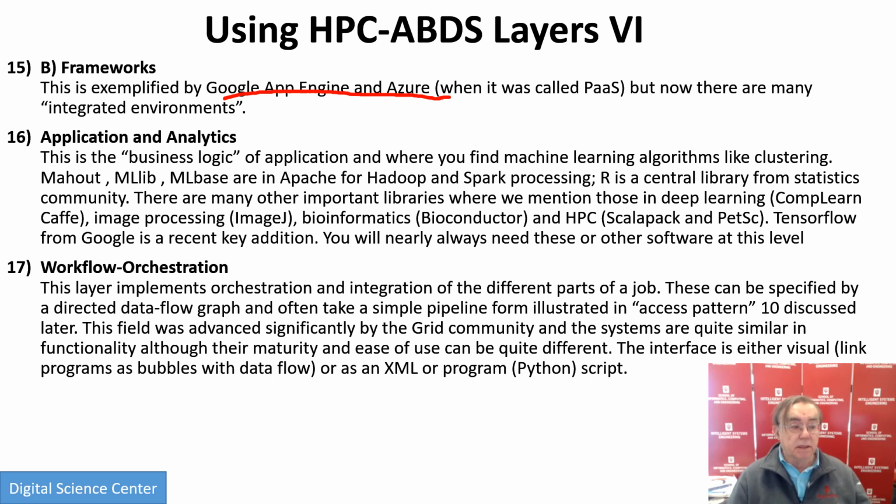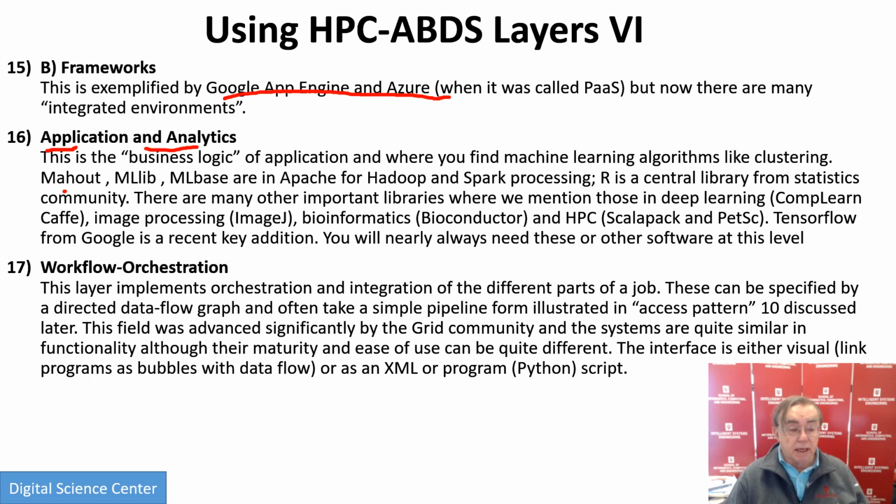16 is the user level applications and libraries, and you'll find lots of libraries: Mahout, MLlib, MLBase for Apache. R has a wonderful collection of libraries and statistics. Should have TensorFlow here, the new library from Google for deep learning and other machine learning. Caffe for deep learning, ImageJ for images, lots of bioinformatics libraries, and high-performance computing libraries such as ScaLAPACK and PETSc.